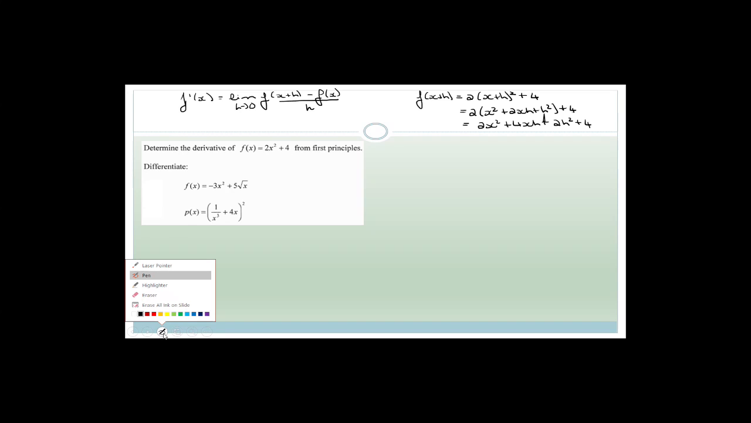So we've got f(x) is 2x² + 4. Let's now find f(x + h). The way we're going to do that is wherever we see an x, we're going to put in x + h. So f(x + h) is equal to 2(x + h)² + 4, which is 2(x² + 2xh + h²) + 4, which can be rewritten as 2x² + 4xh + 2h² + 4. Okay, so now we can use the first derivative definition.